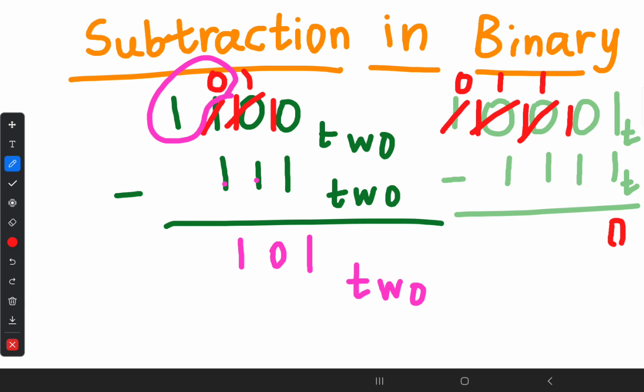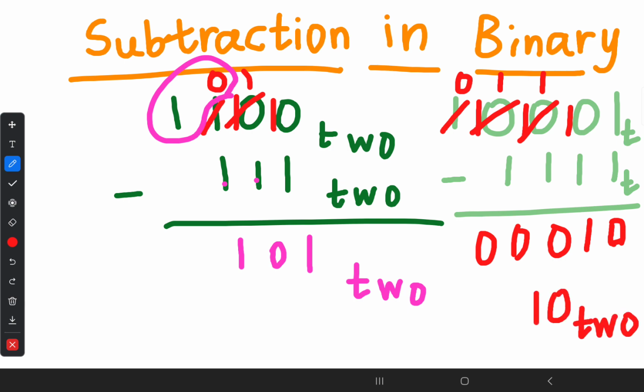Now after this one, only usual subtraction. 10 minus 1 is 1. 1 minus 1, 0. 1 minus 1, 0. Here also there is a 0. It's not usual to denote a binary number with leading zeros. So finally your answer would be 10 base 2 only, because these are only zeros. There is no 1 before this one, so it does not hold any value. So the answer would be 10 only.